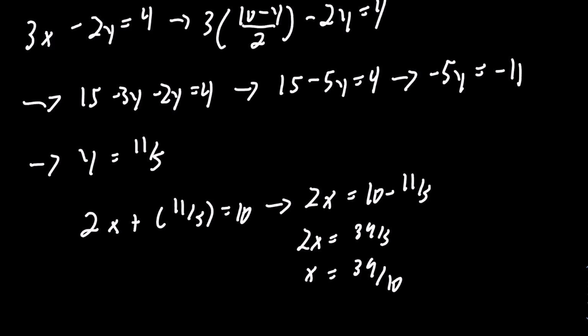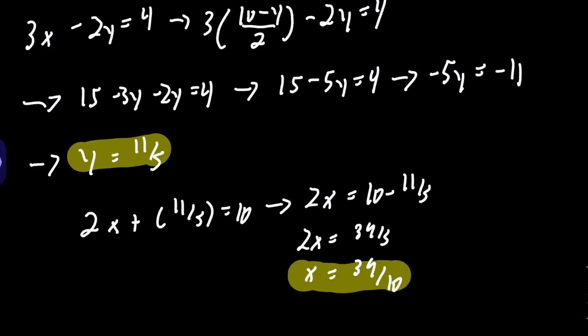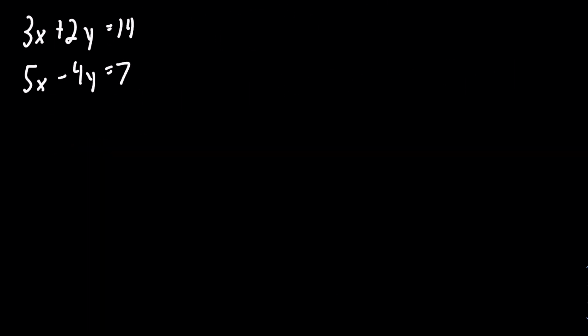As you can see, we now have our solution to the system, in which x is equal to 39 tenths and y is equal to 11 fifths. Now that we're warmed up, let's move on to a medium level example. Consider the following system. Equation 1 is 3x plus 2y equals 14. Equation 2 is 5x minus 4y equals 7.